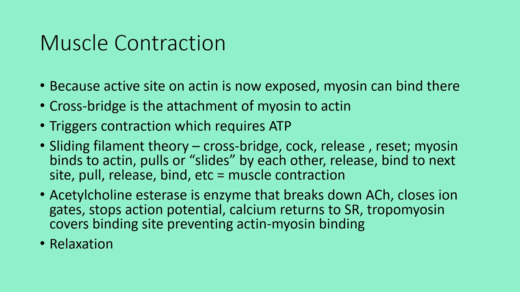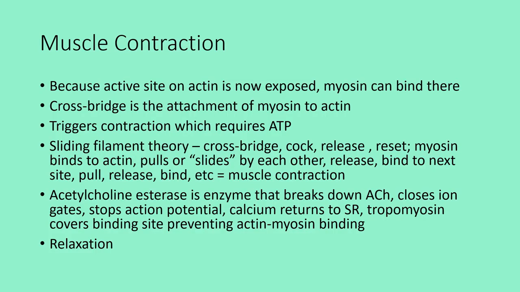Why is it happening now? Because now the binding site is exposed. Why? Because tropomyosin was pulled off of it. How? Because calcium bound to the troponin. So the sliding filament theory is you get that cross bridge. That's the attachment between myosin and actin.